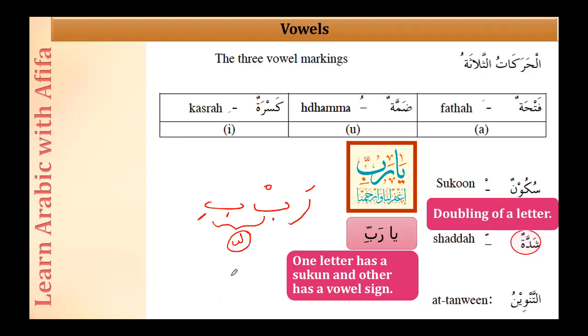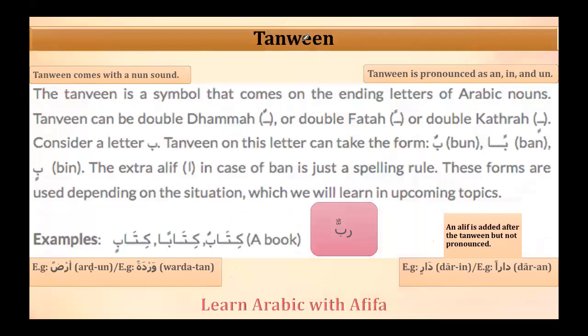We will now talk about Tanween. Now, Tanween is a discussion also for our next class, but I just want to briefly cover the symbol Tanween, which comes with a noon sound. It is pronounced as an, in, and un. So if you look here, kitabun, there is a double dhamma with the noon sound, kitaban, double fatha, and kitabin with a double kasra. So when you say kitaban, this alif is not pronounced. It is just a spelling rule. So rabbun, and there are other examples of usage of Tanween on this slide.